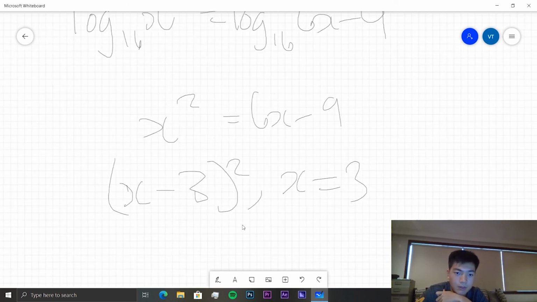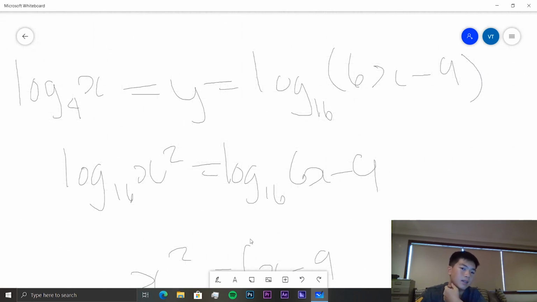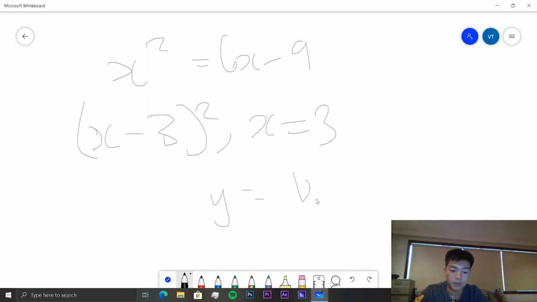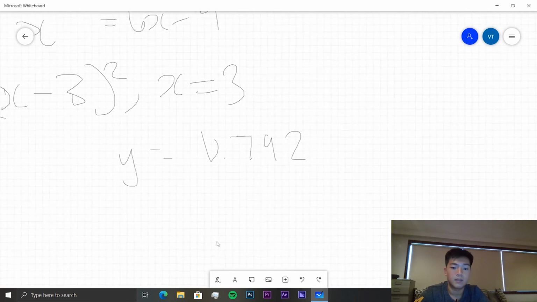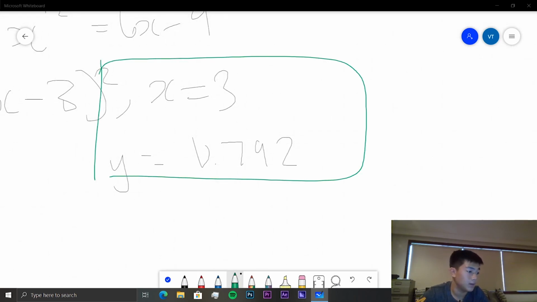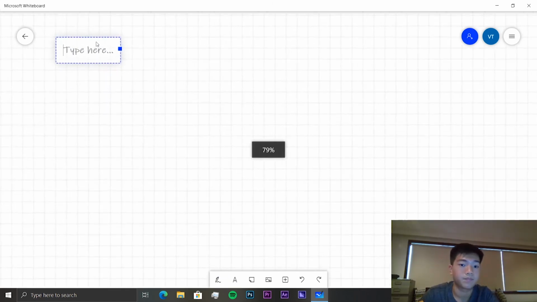And y is equal to log 4 to the 3, I believe. So this would be a logarithm of 3 over logarithm of 4. So y is equal to 0.792. Yeah. So these should be the two answers. Next, there's a lot of questions. I think we're on the final question though, so yeah.